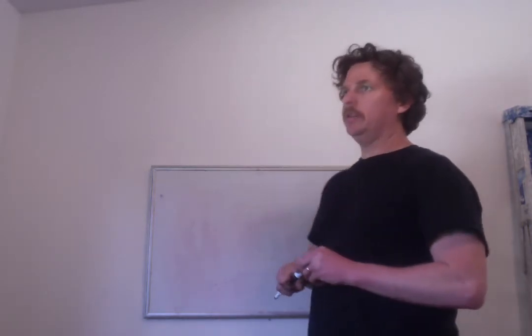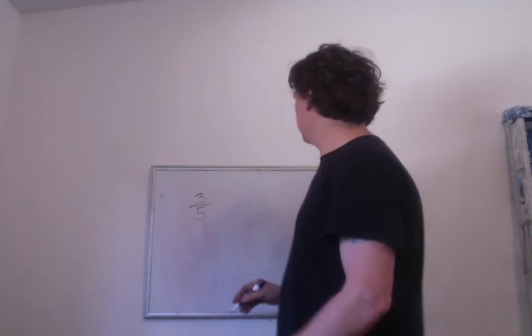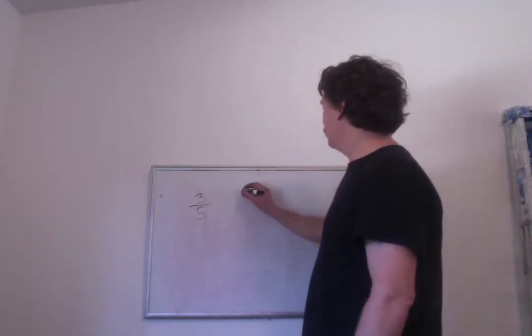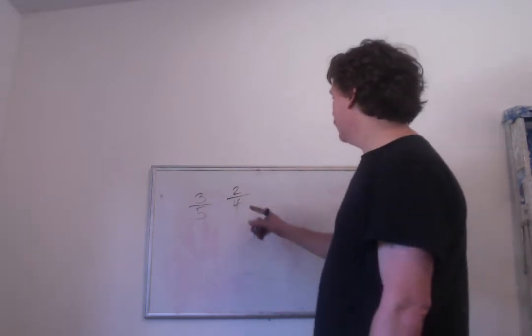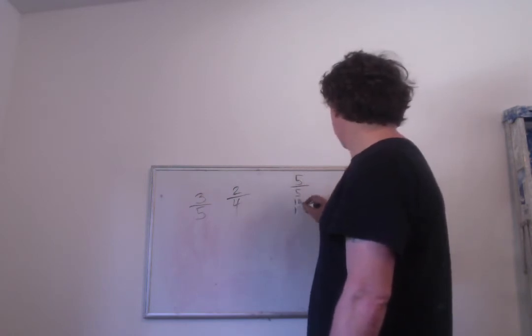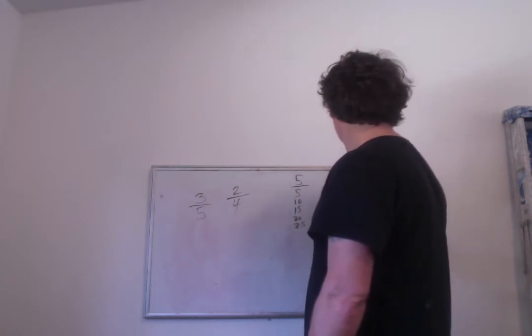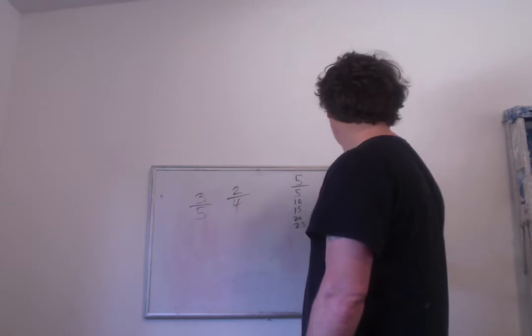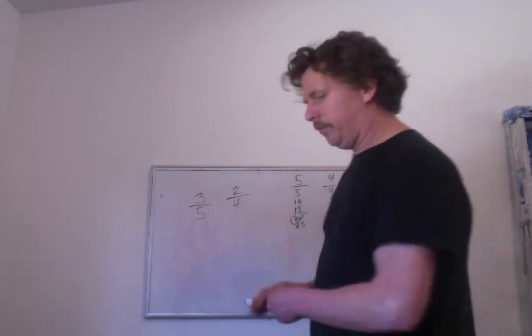So let's take a look at, let's say, 3 fifths and 2 fourths. Okay, so we need to find a common multiple. Multiples of 5: 10, 15, 20, 25. Multiples of 4: 4, 8, 16, 20. Oh, there we go. As it happens, in this case this would work the same. Actually, let me do a different example because of that.